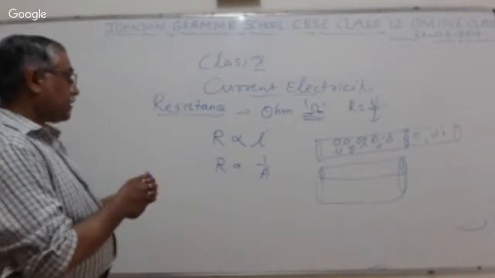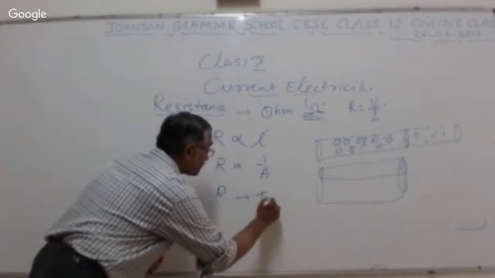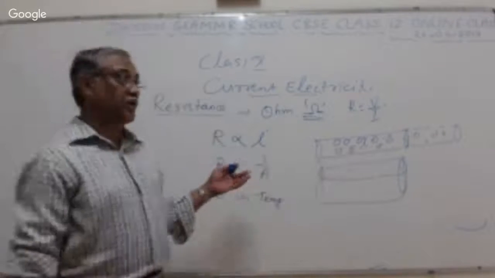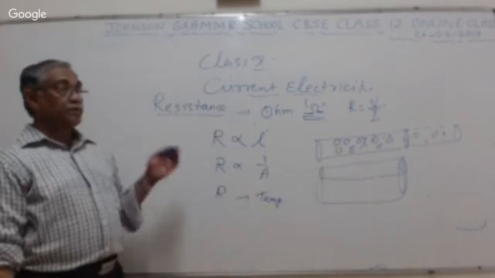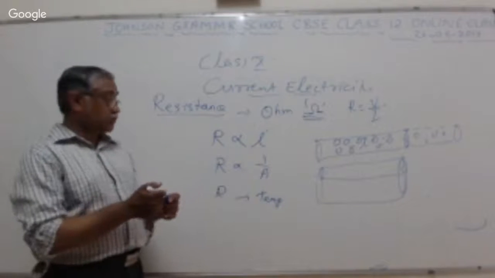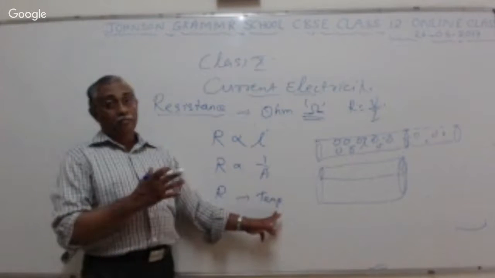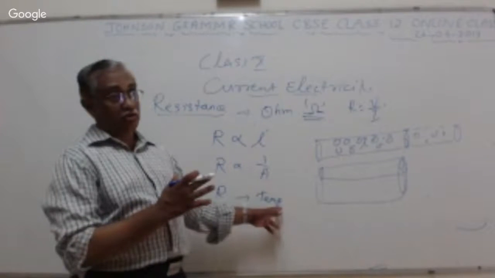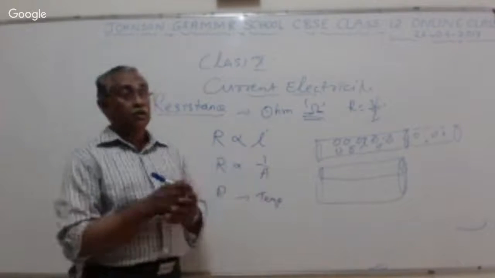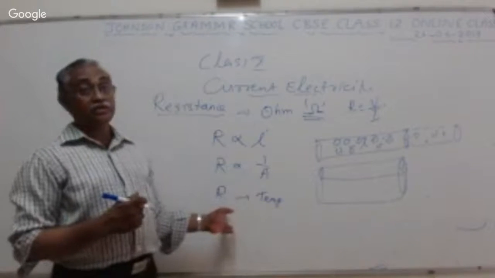The other factor is temperature. We have seen that resistance depends on temperature. If temperature is more, resistance will increase. I already explained why it is happening: when the temperature is more, more frequent collisions will be there, so there is opposition and it is not easy to move. So the resistance of a conductor depends on temperature. The more the temperature, the more the resistance. We will learn the dependency on temperature in 12th class, in higher classes.